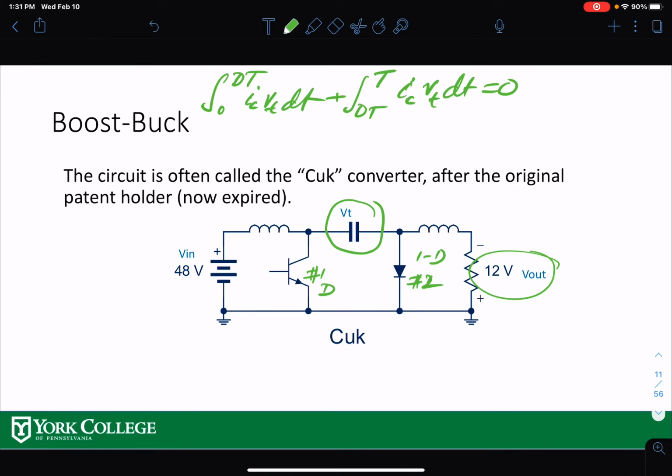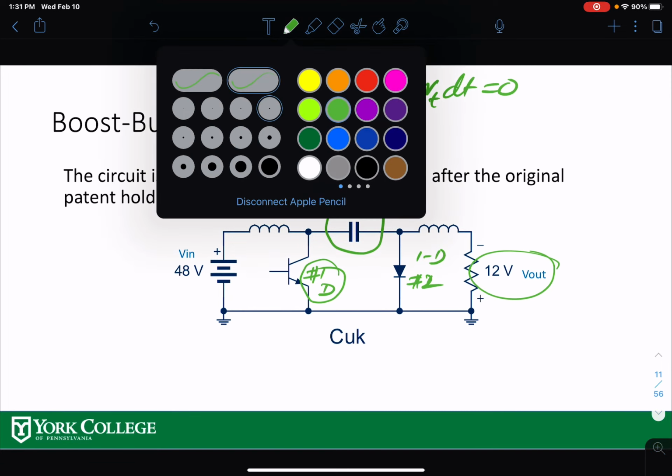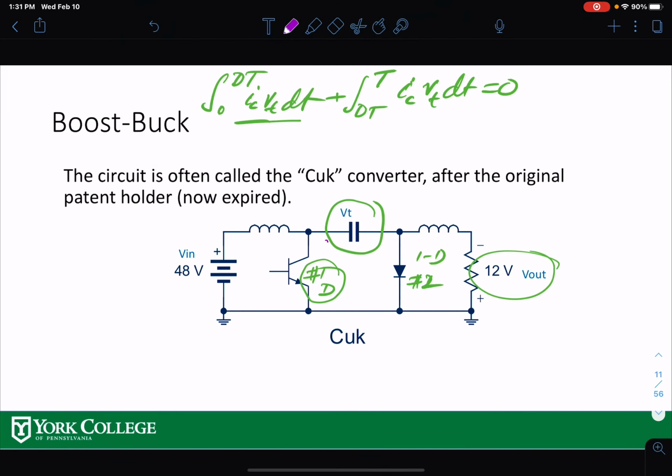So now this is when switch 1 is on. When this one is on over here, your capacitor is actually connected to the output. So let's take a different color here. So when this one is on, this is your path, right? So your capacitor is carrying the output current. So the output average current is I out. Vt is not changing. The voltage across the capacitor should be constant.